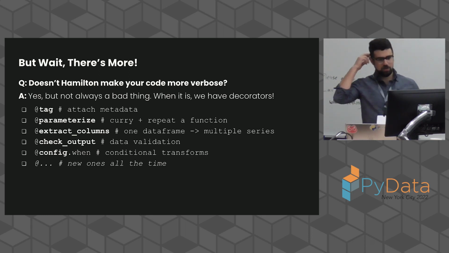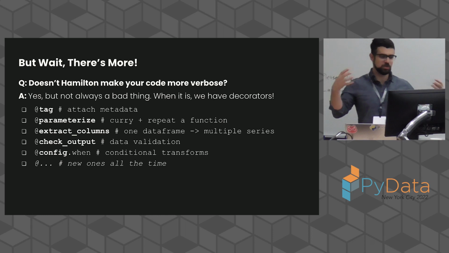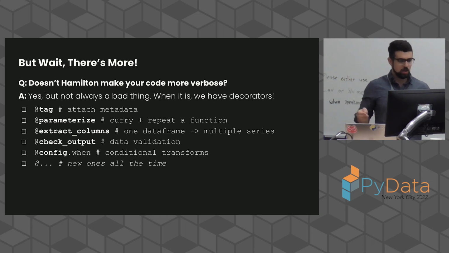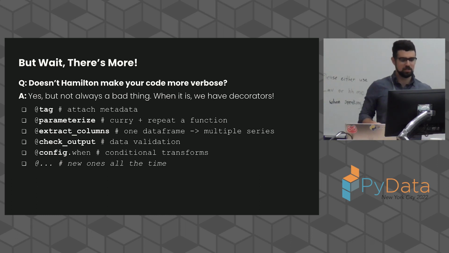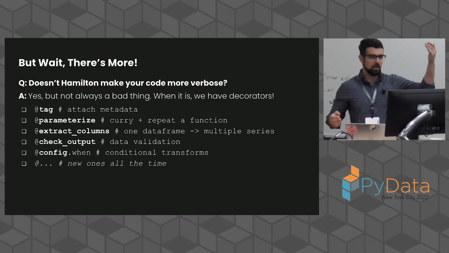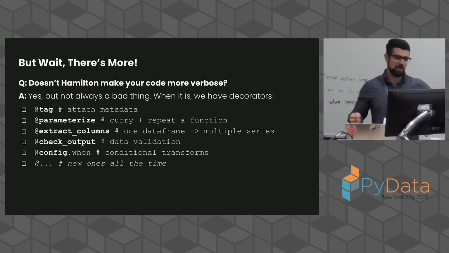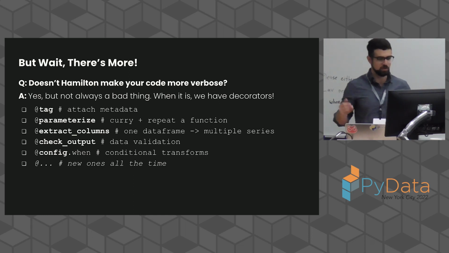Extract columns takes a data frame and represents it out into multiple series, one node for each series. Check output is data validation. Config.when is kind of like an if else. It essentially gets used all the time for regions, right? So if you use this transform with these dependencies, if the region is US, if the region is UK, use these, right? So you can start building code that is both readable and very DRY, don't repeat yourself, but gives you real inspectability and real power.